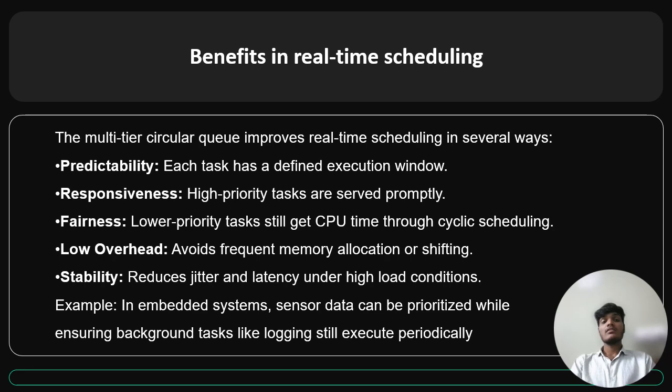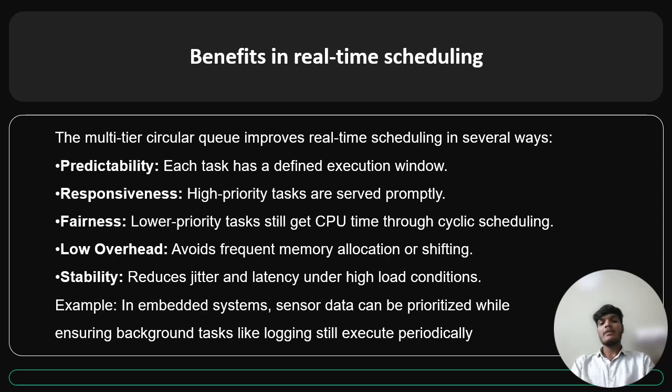Next, benefits. What are the benefits in real-time scheduling? There are some benefits in real-time scheduling. The multi-tier circular queue improves real-time scheduling in several ways. First one, predictability. In predictability, each task has a defined execution window. Here, each and every task is defined with an execution window.